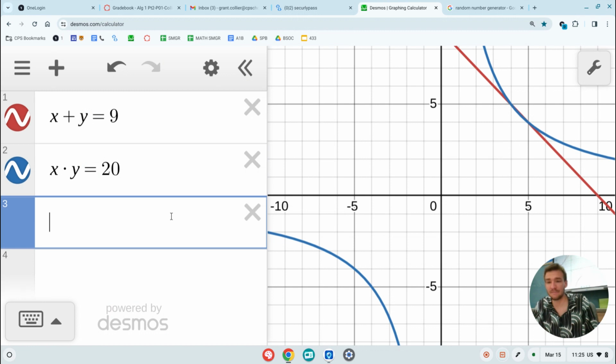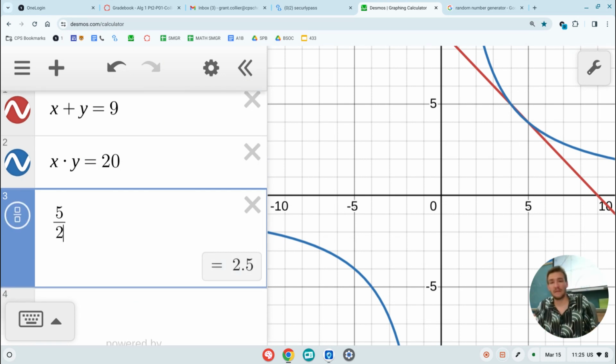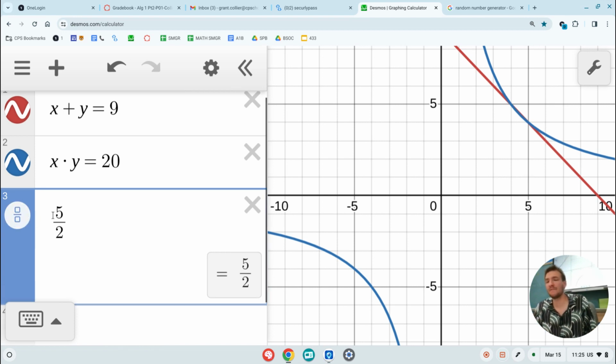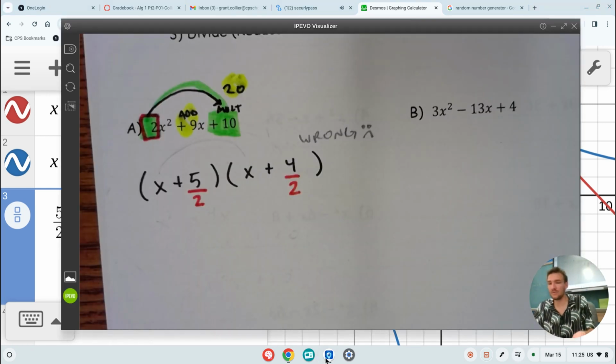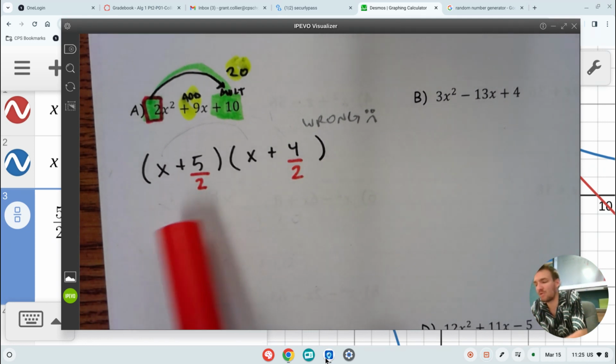You're going to go to Desmos. You're going to type 5 divided by 2. It says 2.5, but we want to use fractions. And guess what? 5 over 2 is still 5 over 2. Now, when we do this, we do not want fraction answers, of course.